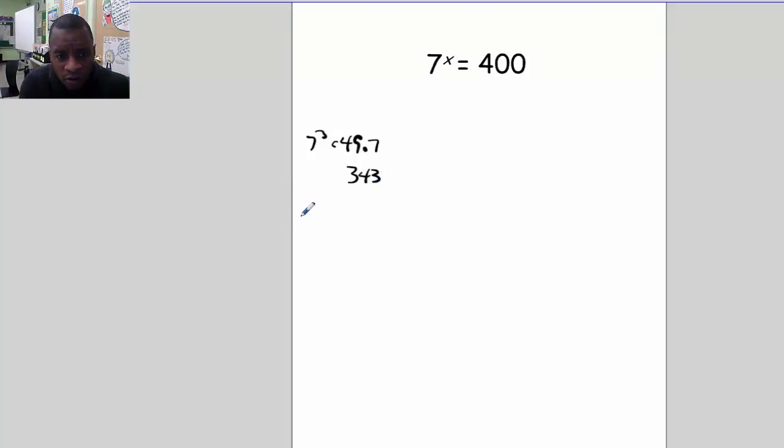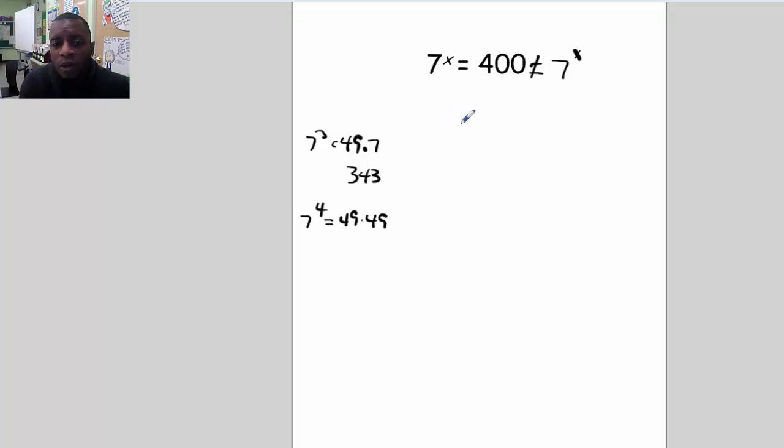Let's try 7 to the 4th. 7 to the 4th is going to be 49 times 49. Looking at that, we know that that's going to be extremely high and over the value that we need, because 7 to the third was really close to 400. So in this case, 400 cannot be written as a power of base 7.